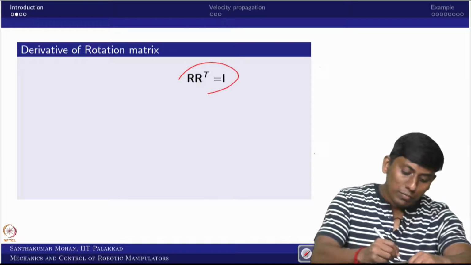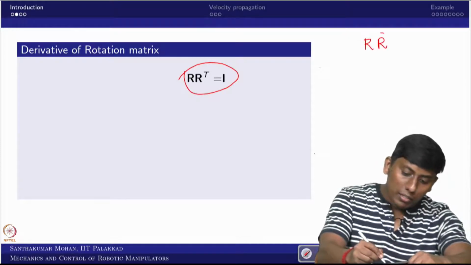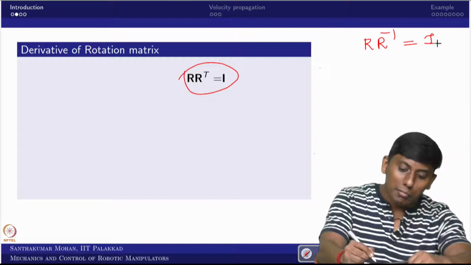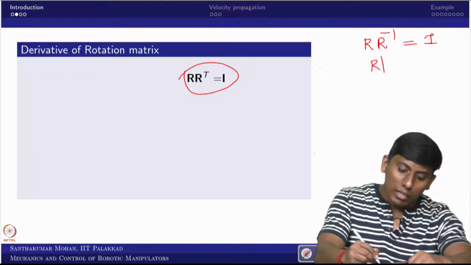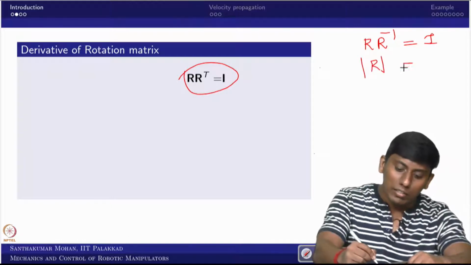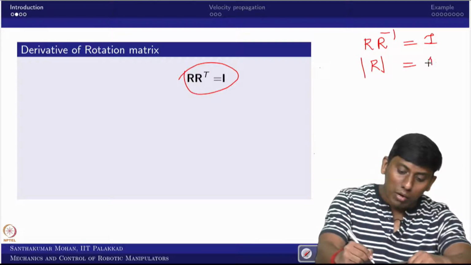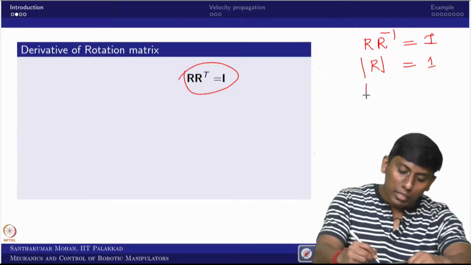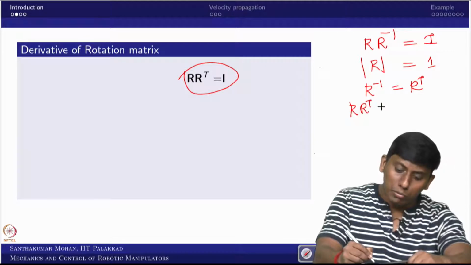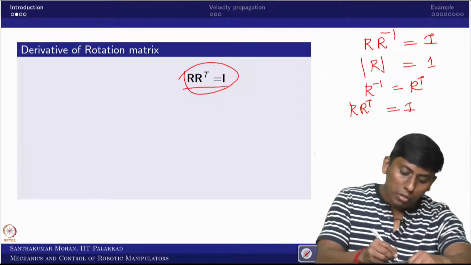What we know is R inverse times R is the identity matrix, and we know R is an orthogonal matrix, in the sense that the determinant of R is 1. So in that sense, R inverse can be written as R transpose. If that is the case, R R transpose equals I. So that is what I have taken.